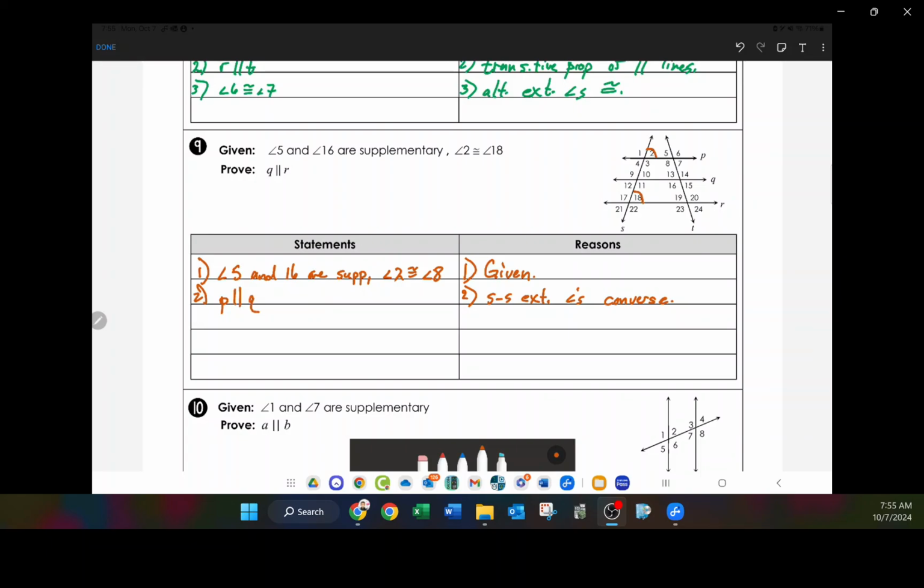Okay. Now we're given 2 and 18 are congruent. What lines can we say are parallel because of those angles? They're connected by a transversal S. The lines intersected are P and R. P is parallel to R because those two angles are corresponding. Now, if P is parallel to Q and P is parallel to R, Q must be parallel to R because of the transitive property of parallel lines.